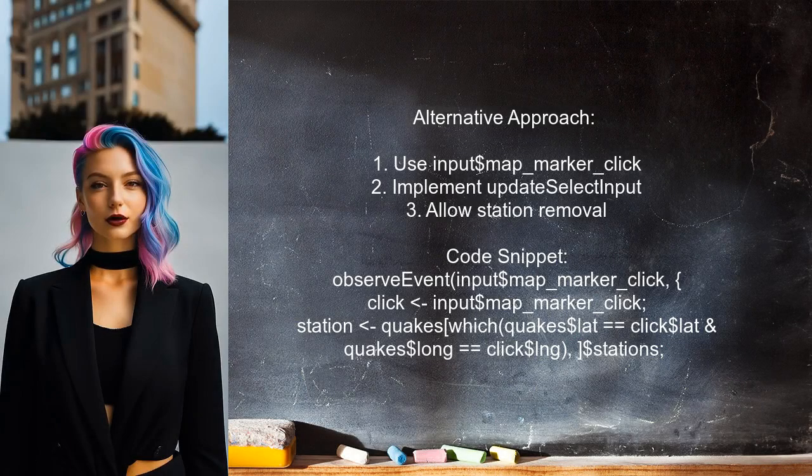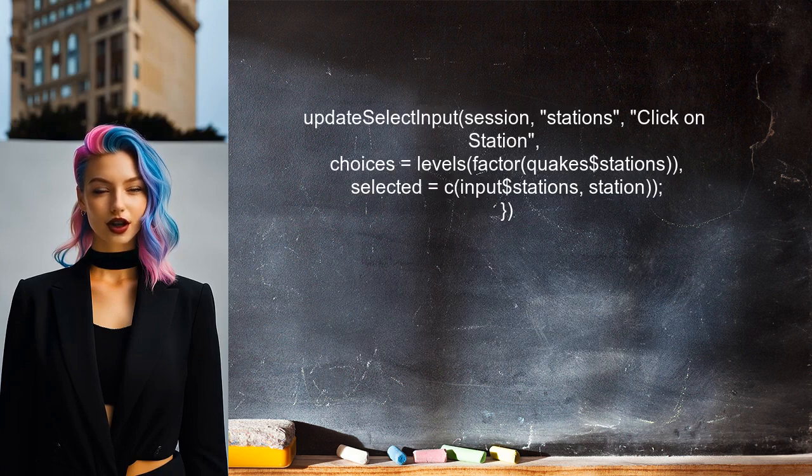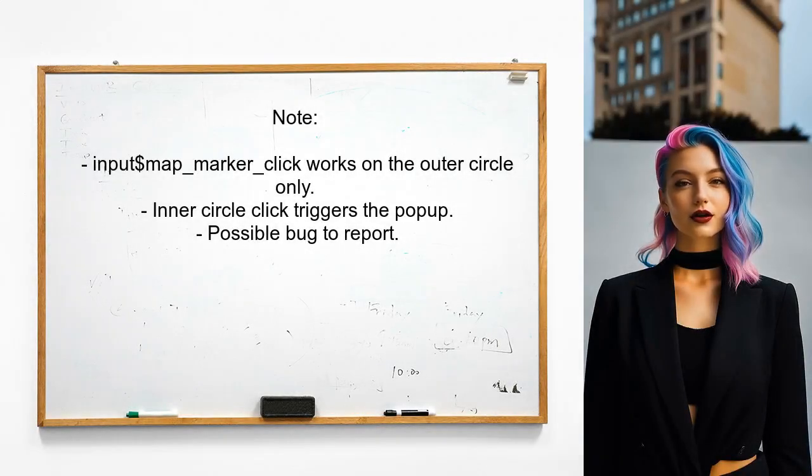An alternative approach suggested by a user involves using the input$map_marker_click function along with updateSelectInput. This allows you to update the station selection based on clicks on the map. They also added functionality to remove stations from the selection. It's important to note that the functionality may be affected by the pop-up event. The user mentions that input$map_marker_click only works when clicking the outer circle, not the inner one, which they suggest could be a bug.